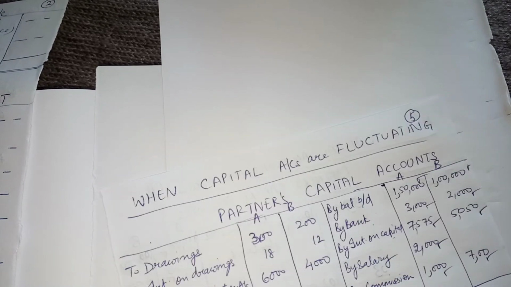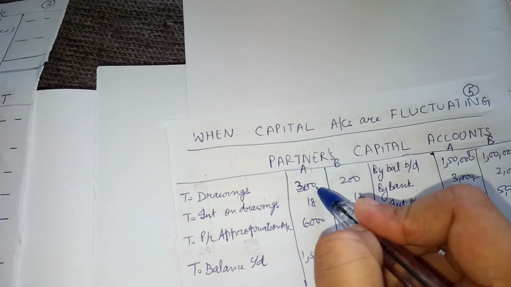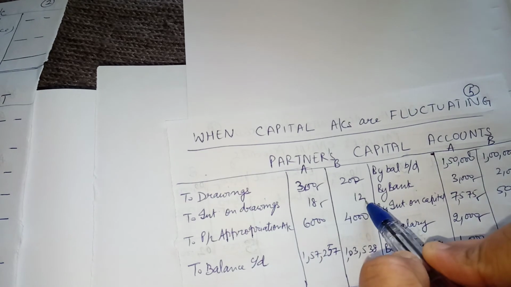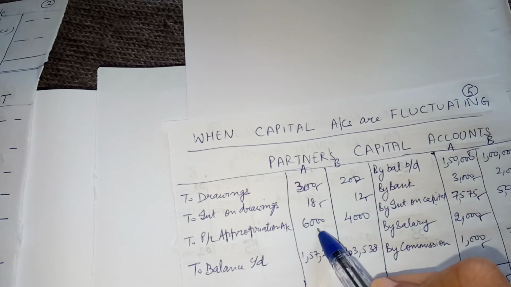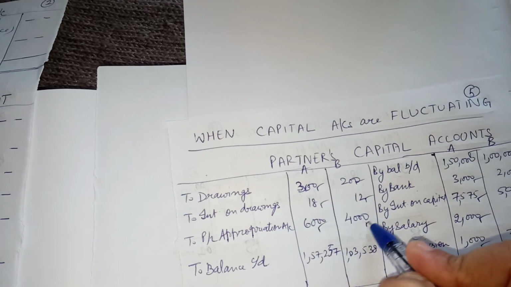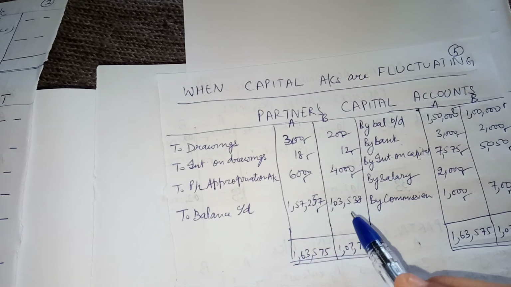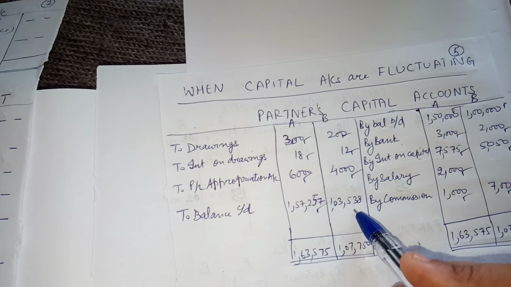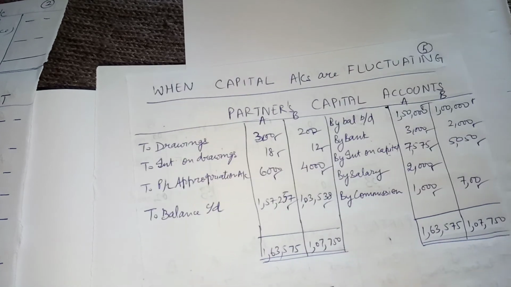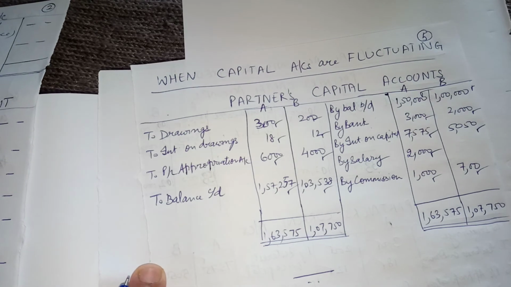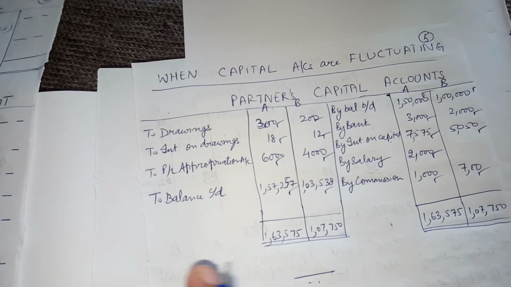1,700. And then on the debit side, the drawings 300 and 200, interest on drawings, and then profit and loss, the share of loss which they got, and then the balancing figure will be 1,57,257 and 1,03,538. So this is how all the entries which we did separately in the previous way are done collectively here.